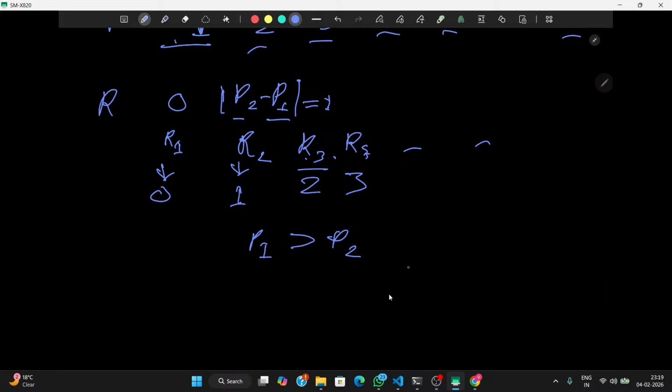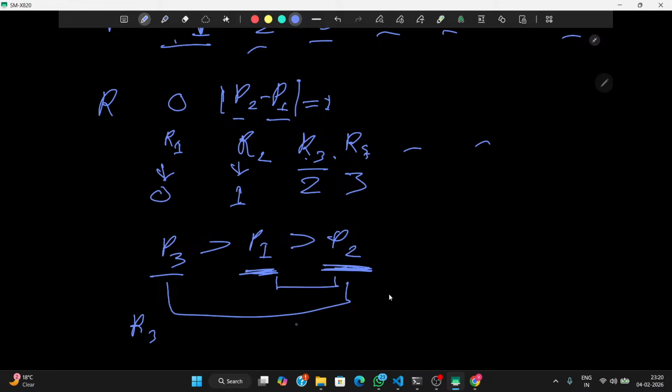So when we insert a P3, if P3 is greater than P1, then R3 will simply be P3 minus P2, or you can say the largest element minus the smallest element, which will be greater than or equal to 2, as the difference between these two elements is 1. The difference between P1 and P2 is 1. So the difference between P3 and P2 will always be greater than or equal to 1.